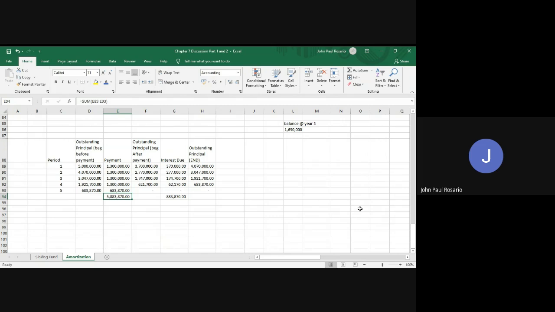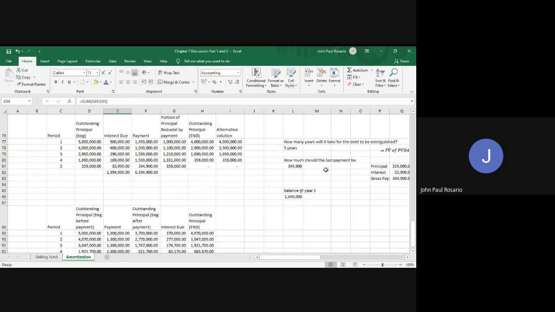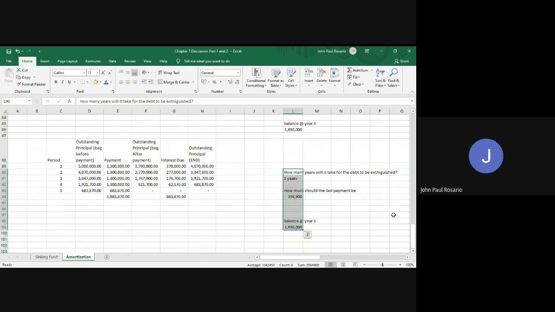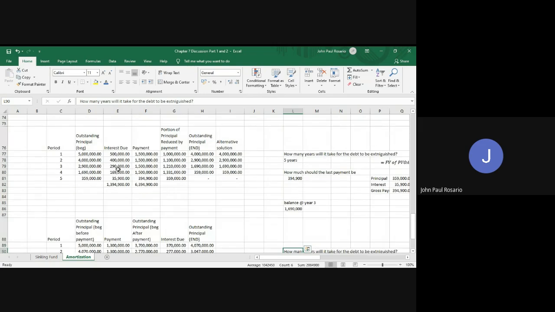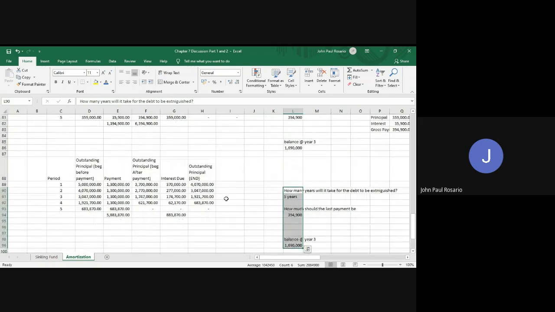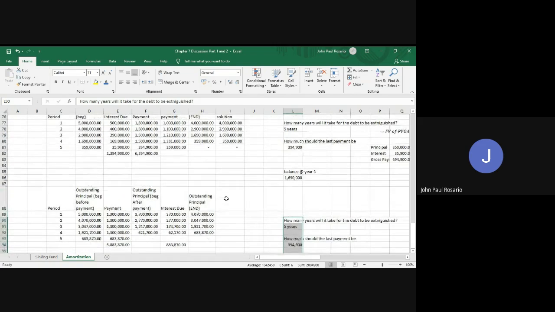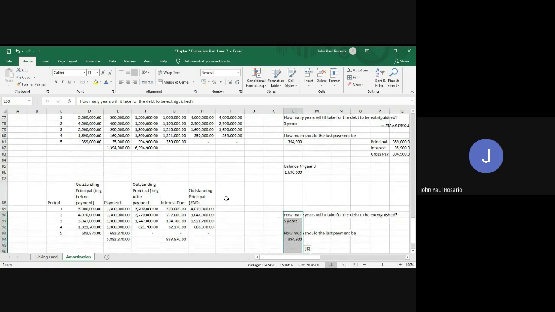Okay. So, let us see if we can still answer these questions. Will we be able to answer these questions? How many years will it take for that to be extinguished? So, this 1.3 million and this 1.5, this is given by the problem. Okay, so the first few payments are equal, only the last payment is short.